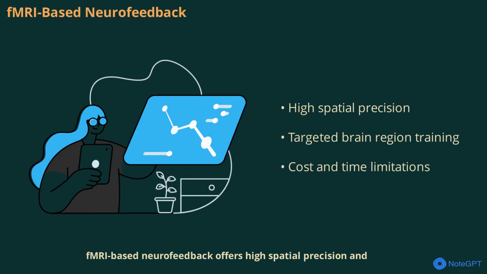fMRI-based neurofeedback offers high spatial precision and can target specific brain regions for training. However, it is limited by high cost and low temporal resolution, making it less practical for widespread use. Despite these challenges, fMRI neurofeedback has shown promise in helping individuals learn to control activity in regions like the amygdala, which can improve emotion regulation and potentially treat anxiety or trauma-related disorders.